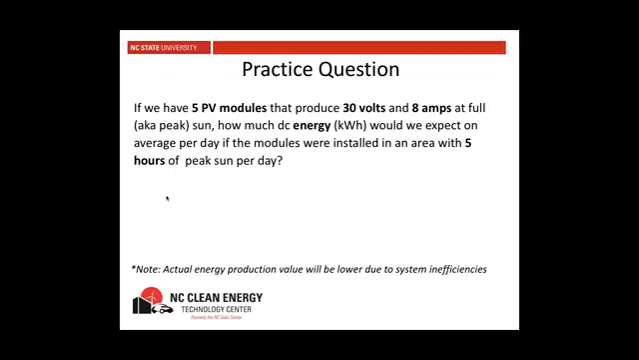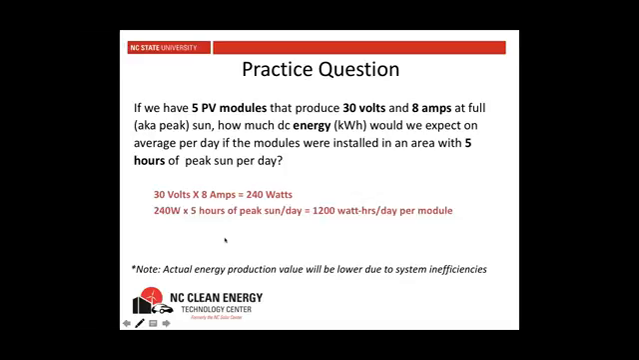We'll talk a lot more about that next week. All right, same calculation. We've got 240 watt modules. 240 watts times 5 hours of peak sun a day is 1,200 watt hours per day per module. We've got 5 modules, so we multiply 1,200 watt hours a day times 5 modules. We get 6,000 watt hours a day from this PV array. That equals 6 kilowatt hours a day if we get 5 hours of full sun.